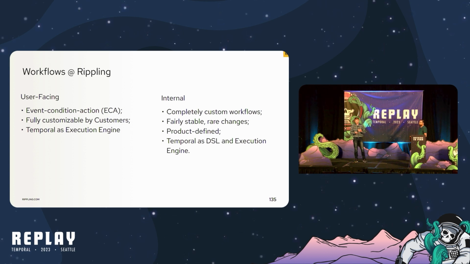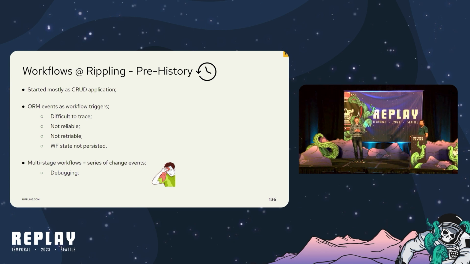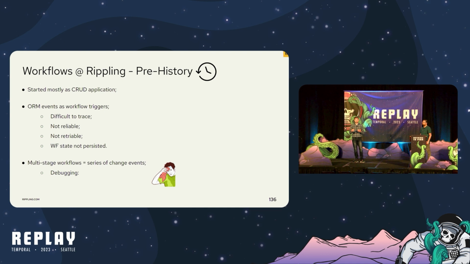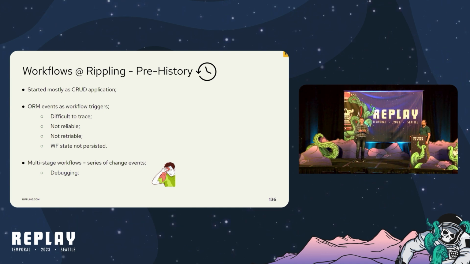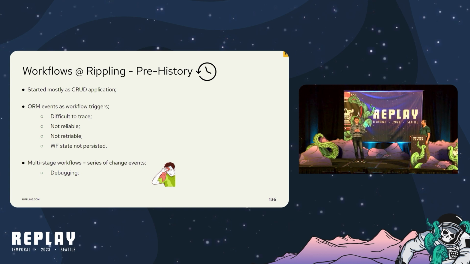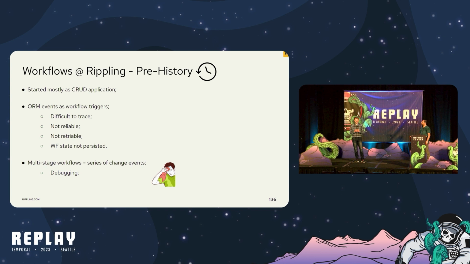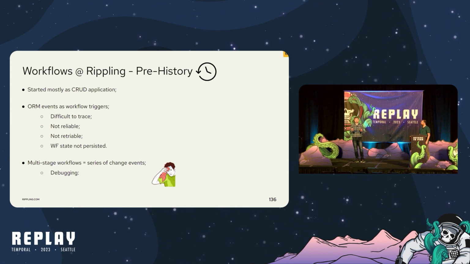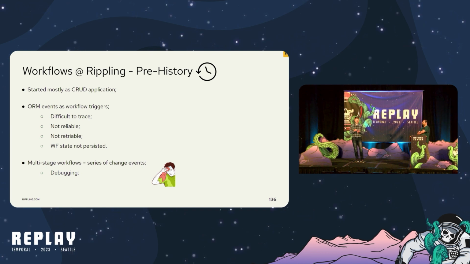But first, before we go into the actual Temporal stuff, let's start with how we were dealing with these sorts of workflows at Rippling before we even mentioned workflows as a concept. Rippling started, like many startups, as a create, read, update, delete sort of application, where there was a Mongo at the base, and every action was just translated into some sort of write and read to the database, and that was pretty much it.